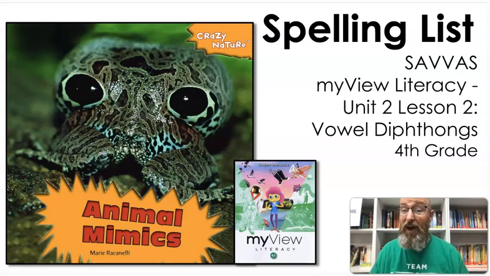We are in SAVVAS MyView Literacy, Unit 2, Lesson 2. Our story this week is Animal Mimics, and our skill is vowel diphthongs. If that describes you, you're in the right place.